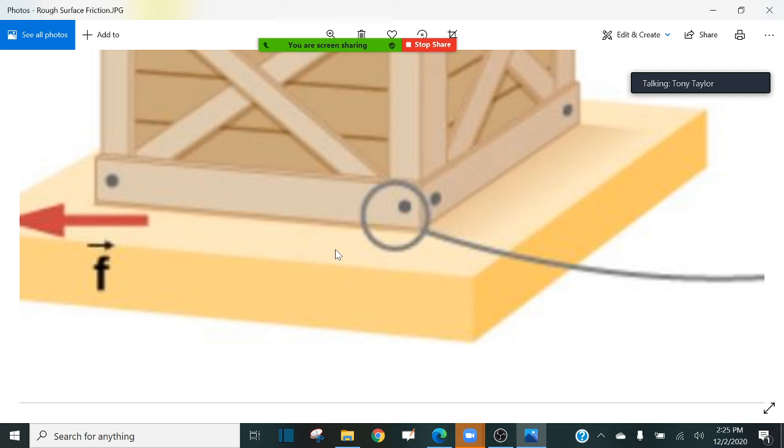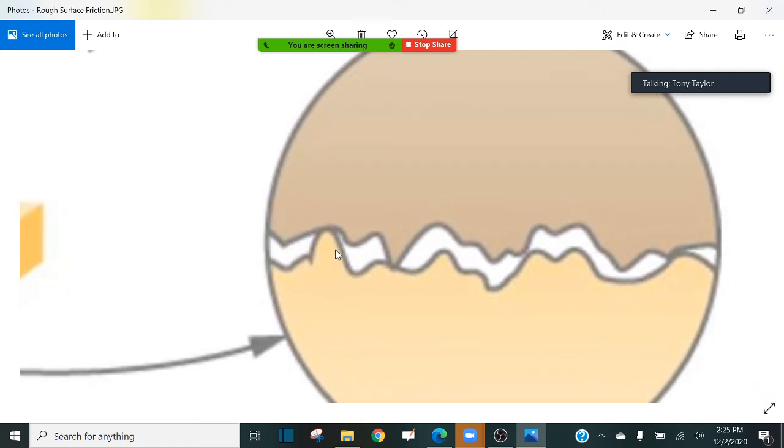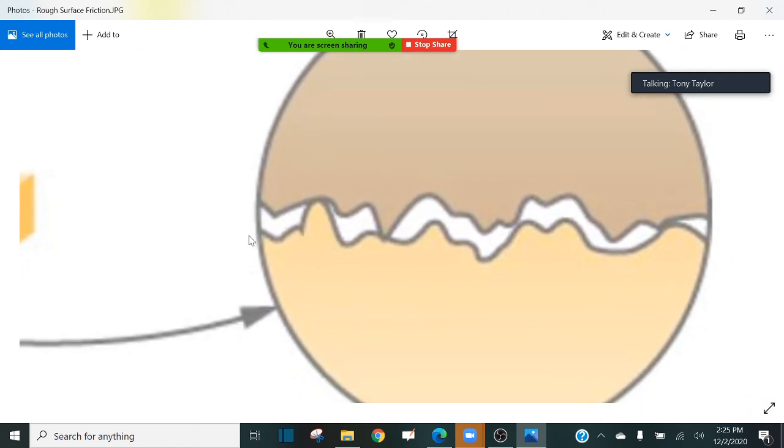Imagine I was like a little ant and I could see that small. At that point, this is what I would notice: irregularities in the surface, bumps and grooves. And these bumps and grooves are actually the cause of friction. Because of these irregularities, as one object goes to slide across the surface of another object, it's difficult to do that. You can think of these irregularities as allowing the objects to grip one another, and that gripping is what causes friction.